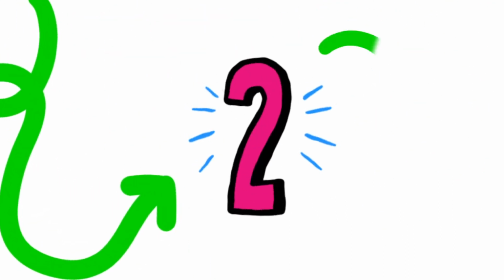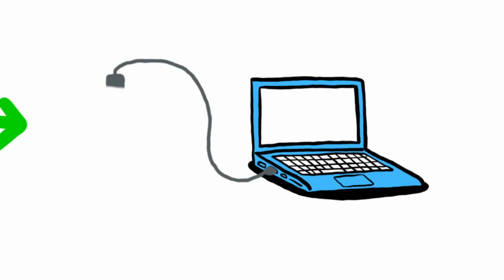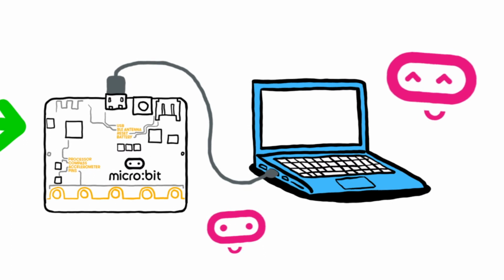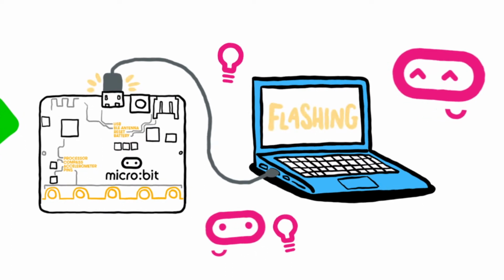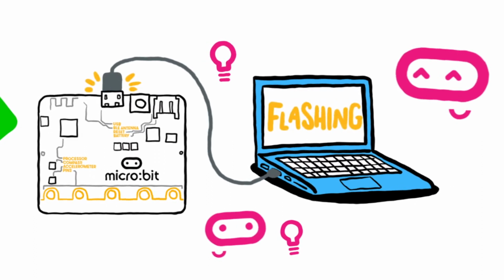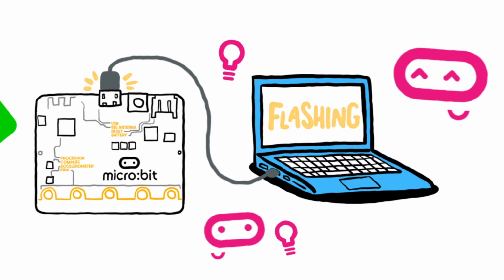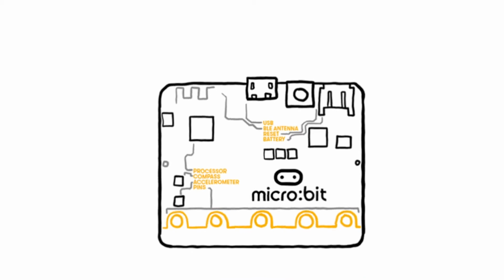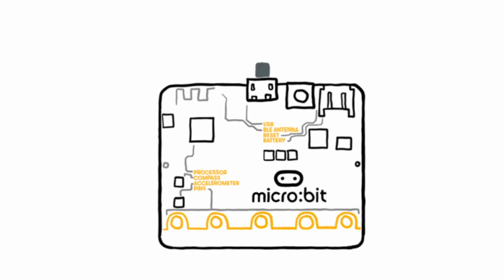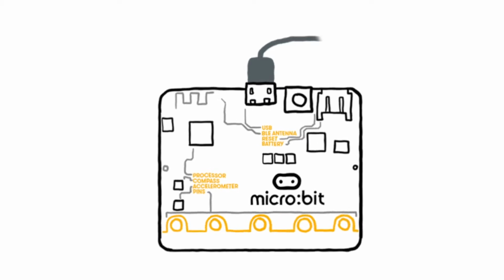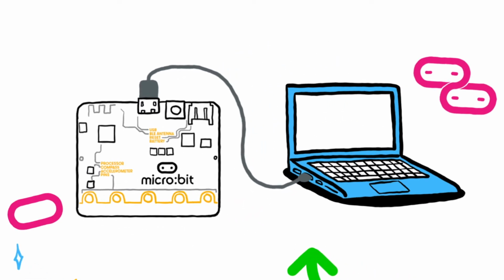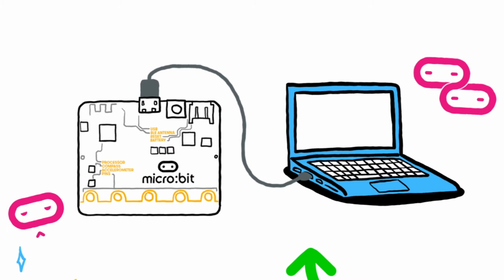Step two is to transfer the program from your computer to your Microbit, where it is stored in its memory. We call this flashing because the Microbit stores your program in its flash memory. To do this, plug your micro USB cable into the USB port at the top of your Microbit. Then, plug the other end of the cable into the USB socket on your computer.